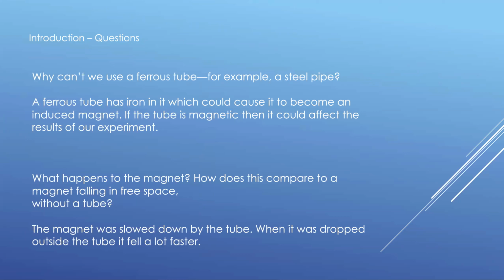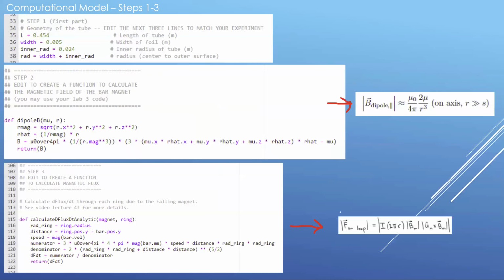If the tube is magnetic, then it could affect the results of our experiment. What happens to the magnet? How does this compare to a magnet falling in free space without a tube? The magnet was slowed down by the tube. When it was dropped outside the tube, it fell a lot faster. Here's some of the code.